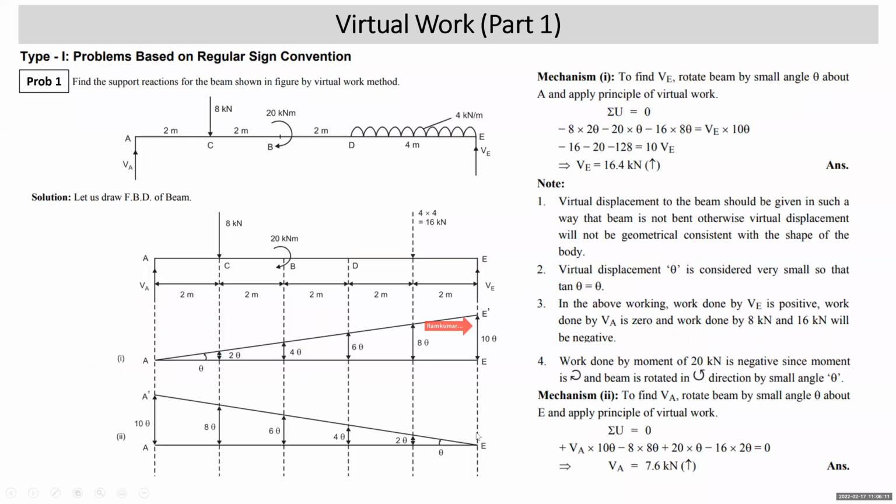Now we are ready to start with the problems of type 1, which I put as problems based on regular sign convention. Regular sign convention means work done by a force is positive if the force and displacement are in the same direction. So first in this lecture, we'll cover the problems of beam reaction type. Now this is the first problem we are taking. Find the support reactions for the beam shown in the figure by the virtual work method. Describe the beam reaction problems.